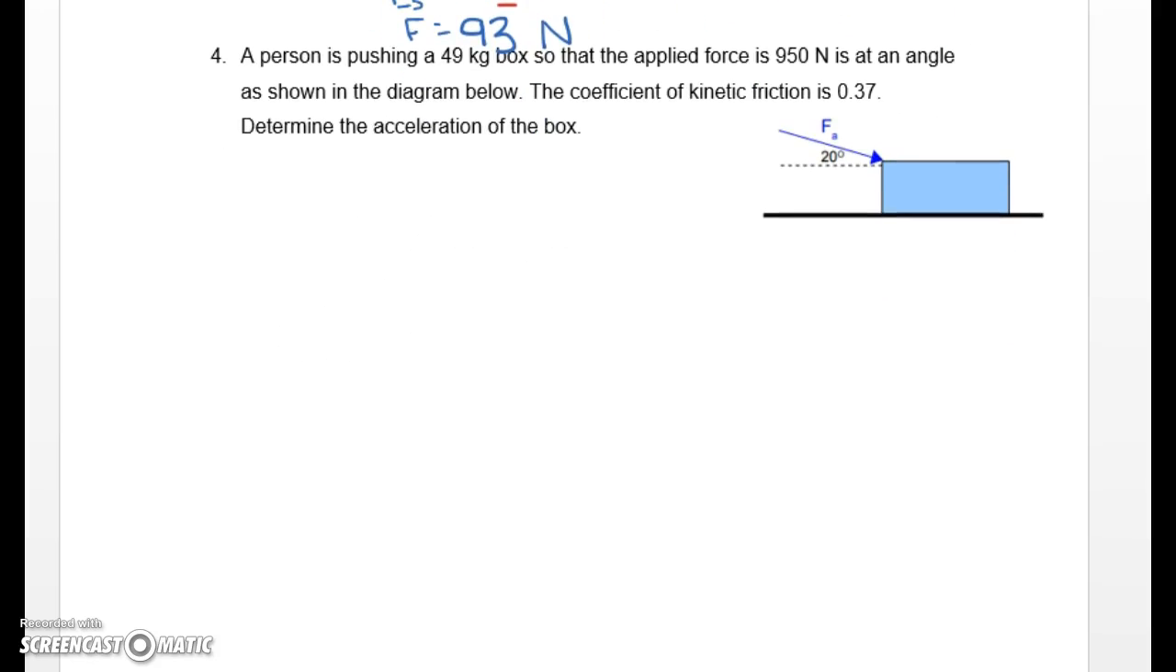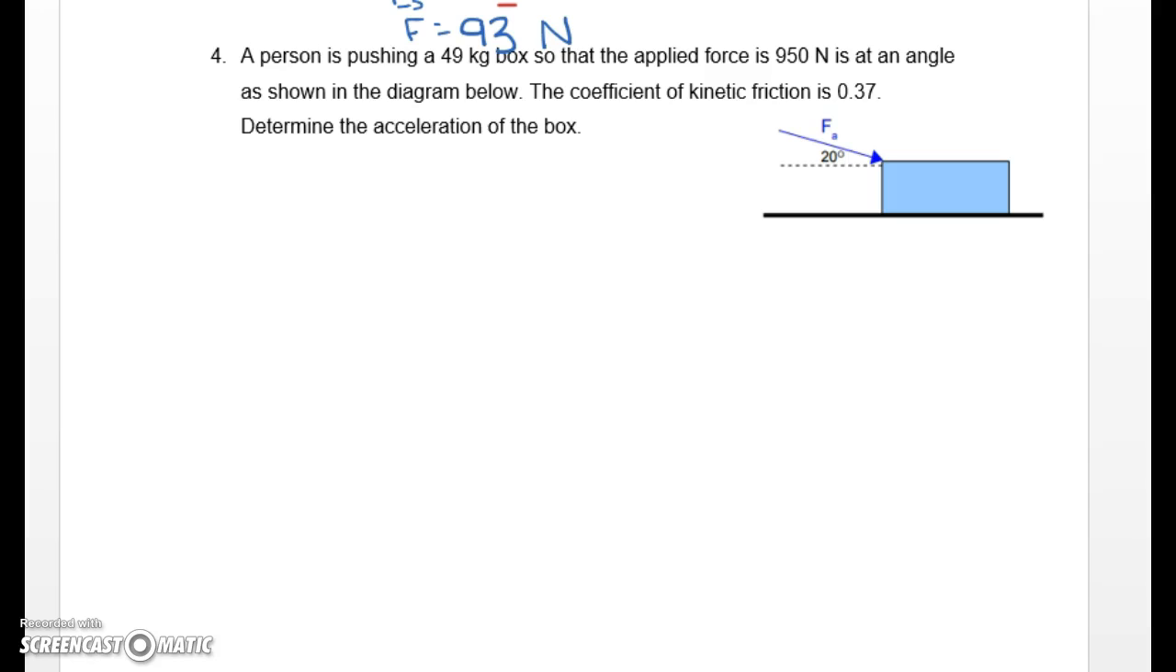Moving on to example number 4 here. This one is going to be quite a bit more complicated, just because now we're going to be working with an angled force. If this rings any bells from what we did in Unit 1, we're going to have quite a few steps here to figure out that process.